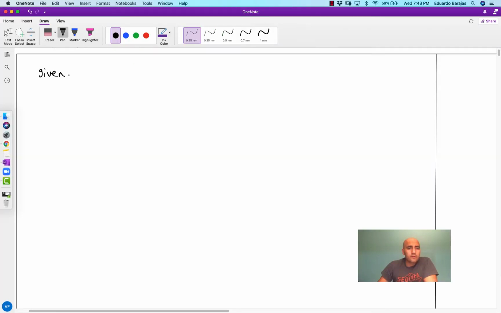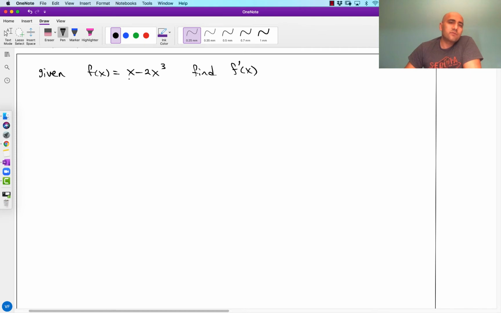Okay, so let's see. Given that f of x equals x minus 2x cubed, find f prime of x. Find the derivative. So let's begin by setting up our limit. We know that f prime of x is equal to the limit as h goes to 0 of f of x plus h minus f of x all over h.